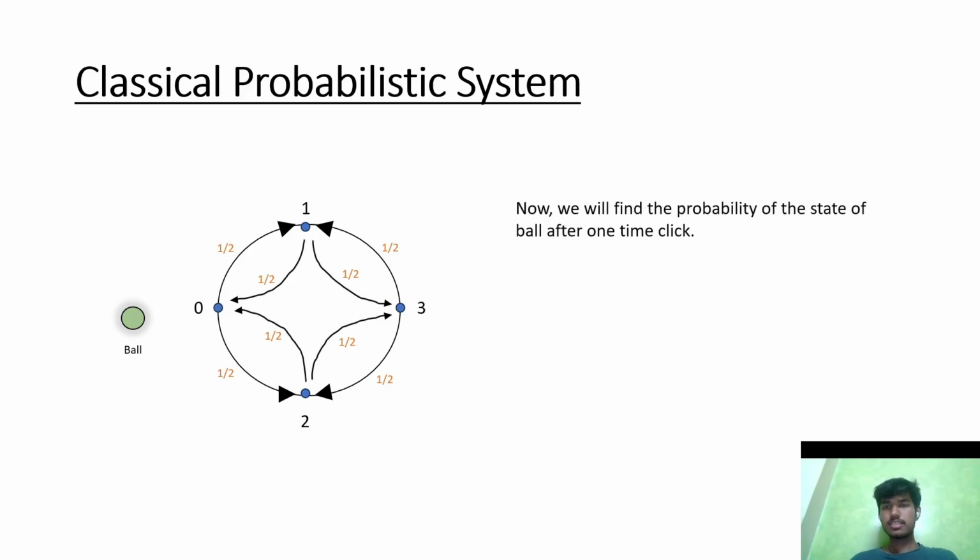Now let's go next. So now we'll find the probability of the state of the ball after one time click. Now, what does a time click mean? A time click is basically a time interval. Now, it can be anything. It can be milliseconds, nanoseconds, it can be minutes, hours, years, even decades. It totally depends upon us to decide what the time click is. In this case we are not going to measure any of the time click. We're just going to call it one time click.